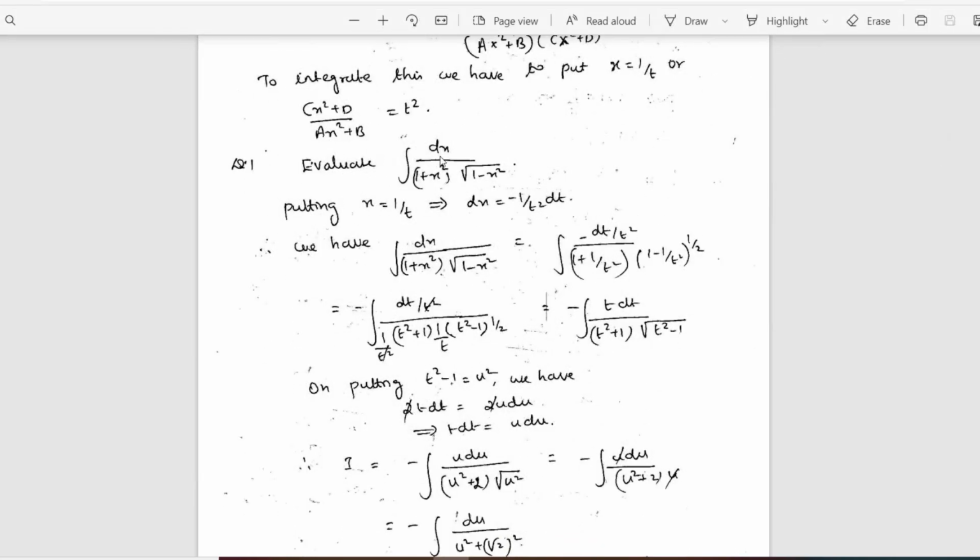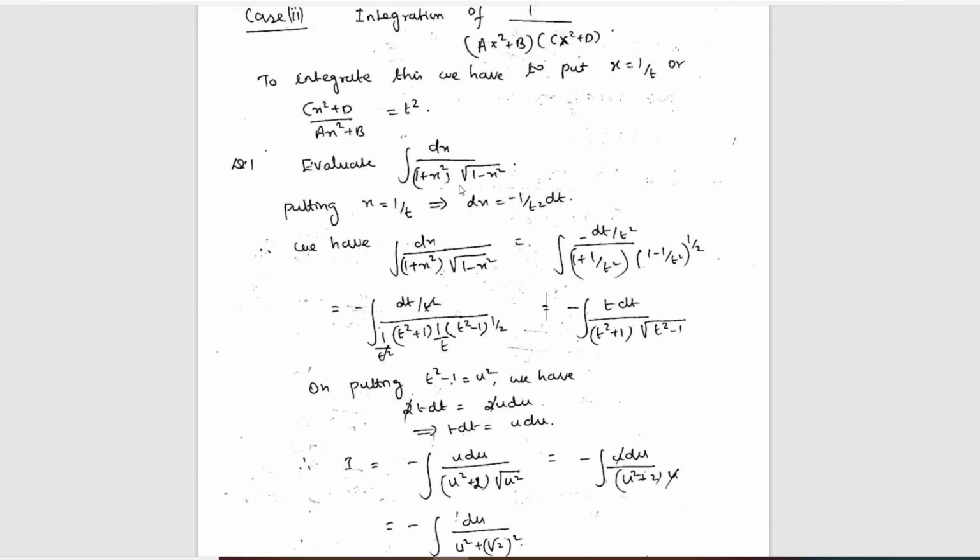See this problem: evaluate the integral 1 over (1 plus x square) into square root of 1 minus x square dx. Since the denominator is of the form (ax square plus b) into (cx square plus d), even though we have a square root, no need to bother about that. If you assume (cx square plus d) by (ax square plus b) as t square, then it will be tedious to solve this problem. So I'm taking x equal to 1 by t.